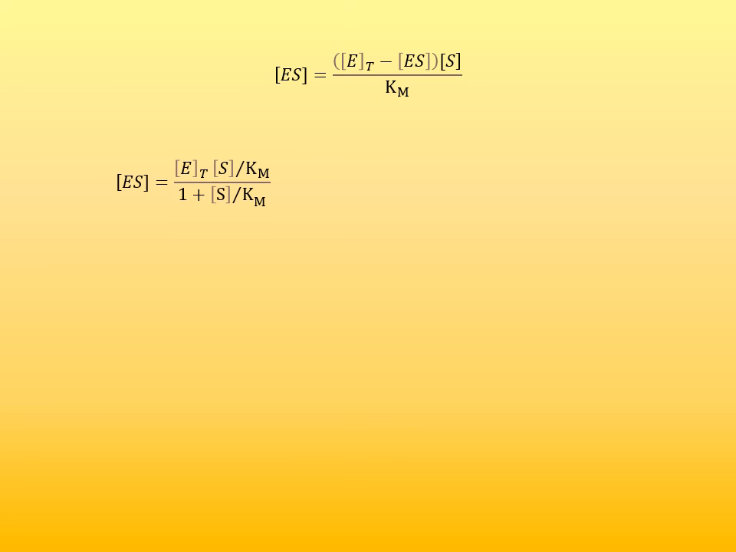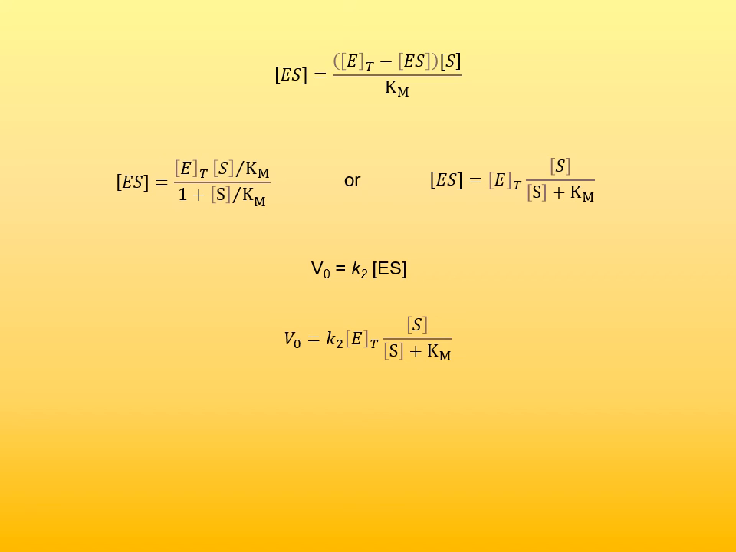And then when we solve that for enzyme-substrate complex, the equation is a little bit rearranged, as you can see, or we can simplify that a little bit. And then in this equation, we can substitute the expression for the initial rate of the second step, which is K2 multiplied by concentration of enzyme-substrate complex. And so we get the equation that expresses initial rate.